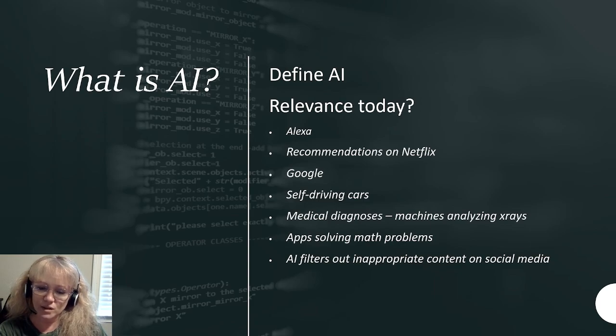If you utilize any of these things, and I know in my family we use Alexa, Netflix, I use Google, we don't have a totally self-driving car, but we have one that does have some features in it. Medical diagnoses, I really don't know if my doctors are doing those, but they might be. And apps solving math problems, I'm a math teacher, so I totally use that. And we all have filters on our computers. It's just the smart thing to do. So in my world, we use all of these things. So AI is super relevant in my world.